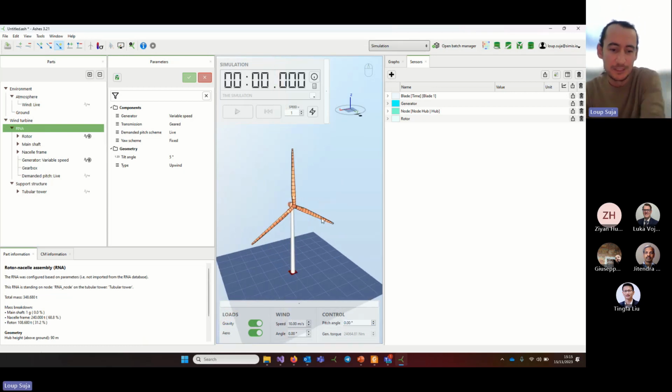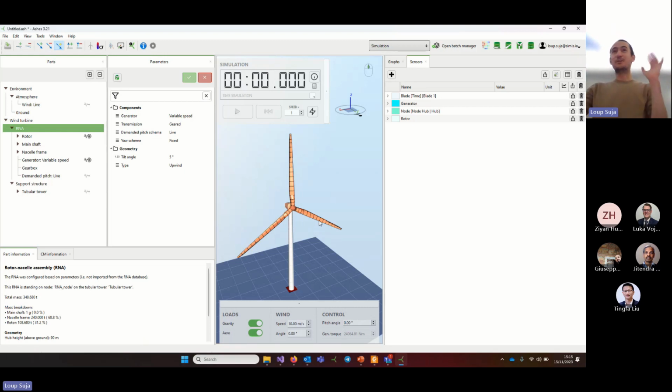Can I ask you? I don't really know how much people know here about wind turbines. Do you know what this is? Did you know what pitching the blades is, for example? No, not really. Okay, cool. So then I guess it's good that I explained it.